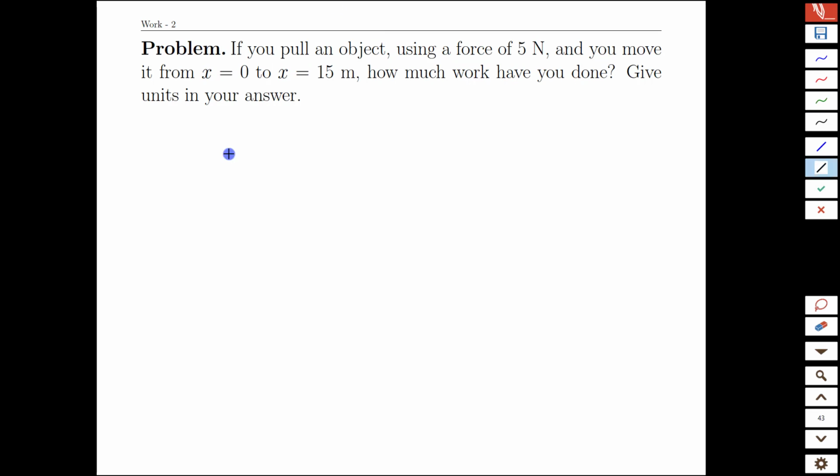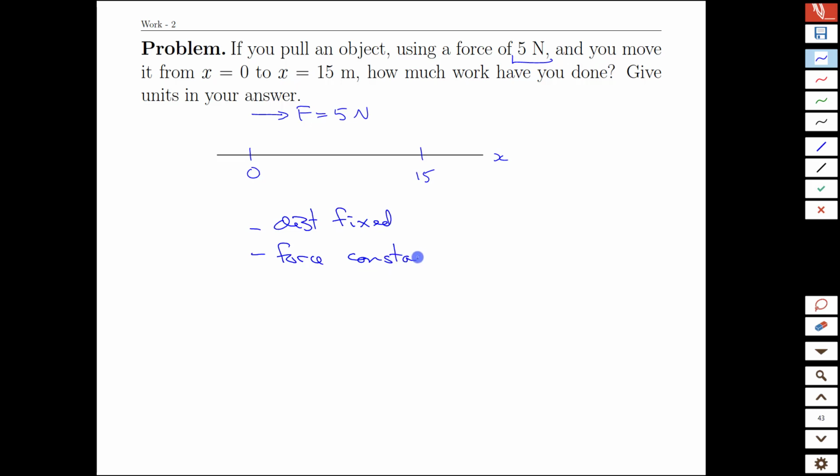To start off, we're going to have a fairly simple scenario where we have an object starting at 0 and we pull it to x equals 15. This time, we'll start easy, we have a constant force of 5 newtons. So we're always pulling with a force of 5 newtons. So the distance is fixed, the force is constant, and if that's the case, then we can say our work is equal to force times distance, and so we've applied a 5 newton force over a 15 meter spread, and that comes out to be 75 joules. It will require 75 joules of energy, or we'll input 75 joules of work to achieve this goal.